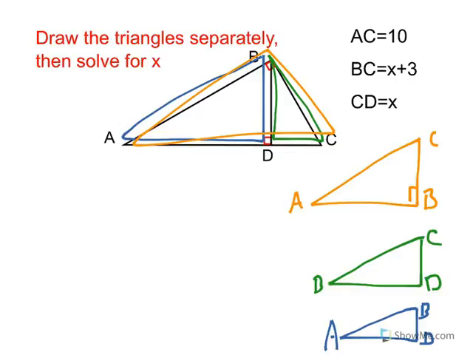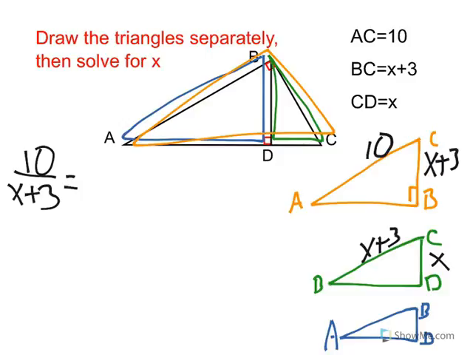So now let's put in the info that we have. AC is 10. I don't have any other ACs. BC is x plus 3. But I have another BC here, so this is also x plus 3. And then CD is x. So those proportions set themselves up for you. So I can have 10 over x plus 3 has to equal x plus 3 over x. Once again, we have the same expression diagonal from each other, so make sure that happens.